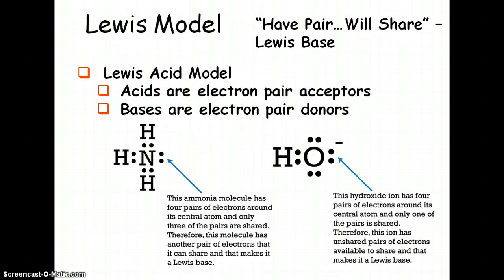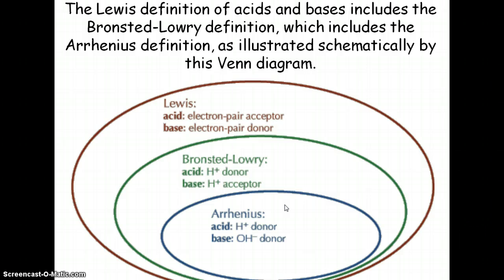So this model does fit with the Arrhenius and Bronsted models, according to the OHs and such. All right, here's a little schematic that shows the progression. Arrhenius is the simplest model: H plus donor, OH minus donor. Then Bronsted-Lowry moves it up: H plus donor, H plus acceptor. And then Lewis takes us even further with electron pair acceptor and electron pair donor. So basically, the further out you go, the more substances can be encompassed and described in terms of acid-base.